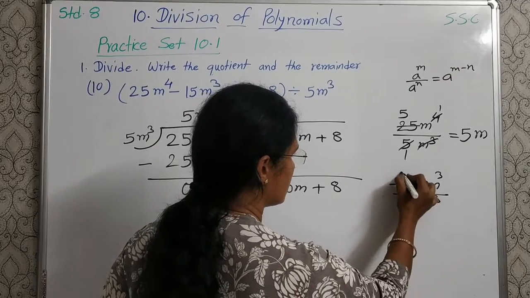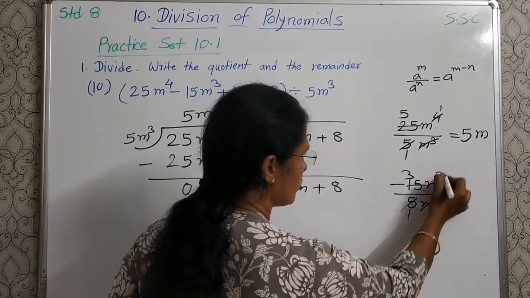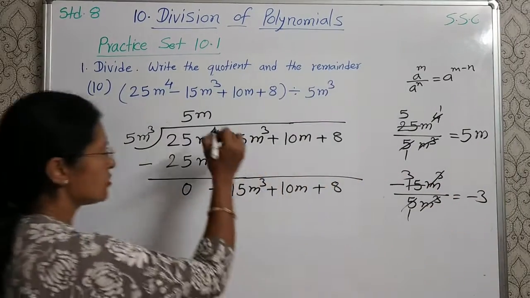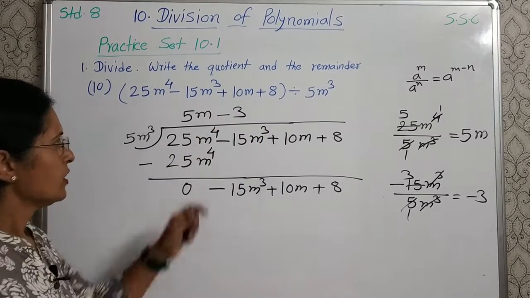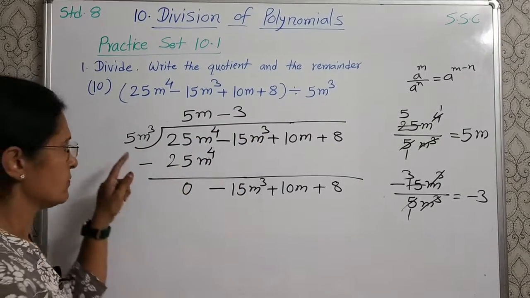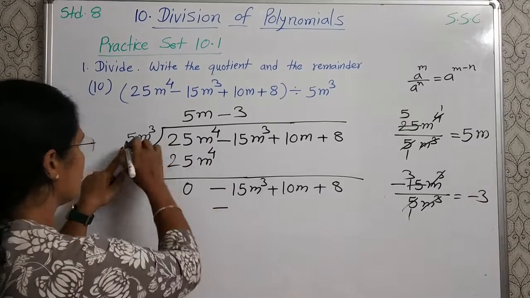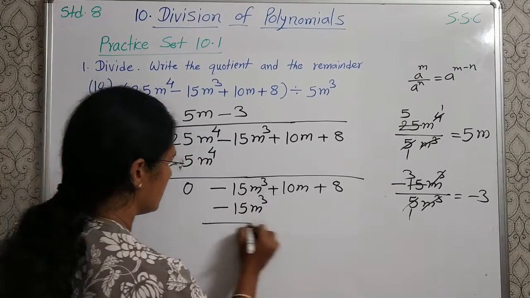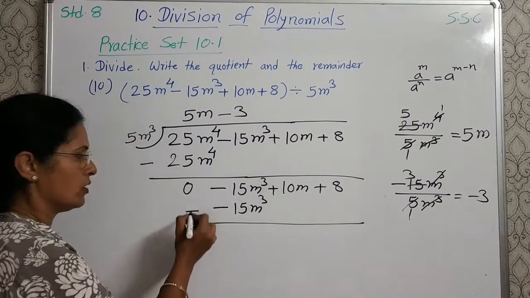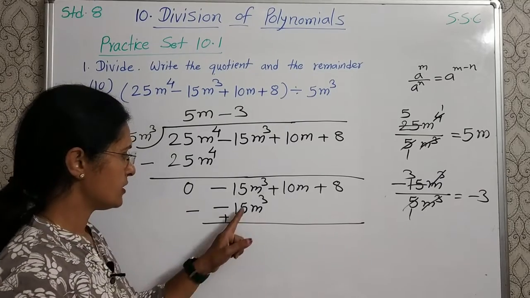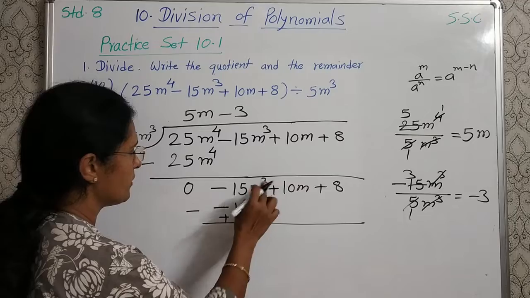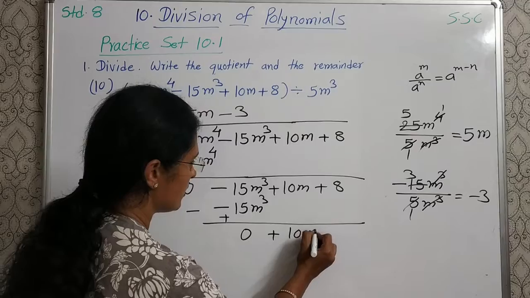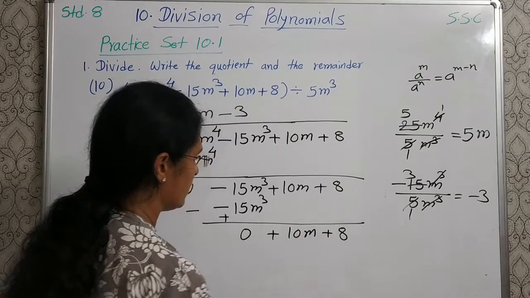5 1s are 5, 5 3s are 15, m cube will get cancelled. Minus 3 is the quotient. Write that quotient here, minus 3. Now multiply quotient and divisor. Minus plus minus, 5 3s are 15m cube. Now subtract these terms. For subtraction we change the sign of the second term. Now add: minus 15m cube plus 15m cube is 0 and the remainder is plus 10m plus 8.